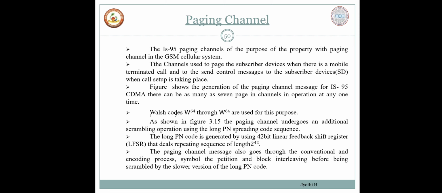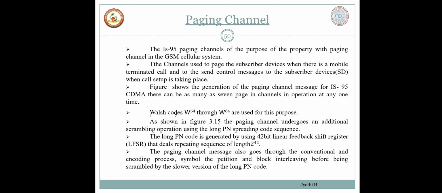So this is about the paging channel, the paging channel of IS-95. Its purpose is similar to the property of the paging channel in the GSM cellular system. The channel is used to page the subscriber devices when there is a mobile terminated call, and to send control messages to the subscriber devices when call setup is taking place.